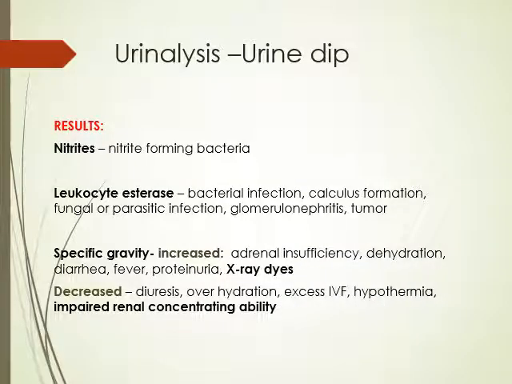More results. Nitrates will be present due to nitrate-forming bacteria, so UTI. Leukocytes may also be indicative of bacterial infection, also stone formation, calculus formation. Specific gravity would be increased due to any of those, including dehydration. So specific gravity increased in dehydration, but decreased in overhydration. Also excessive IV fluid, and you would also see decreased specific gravity due to the kidney's inability to concentrate urine.